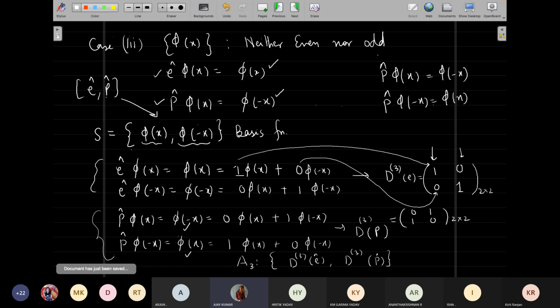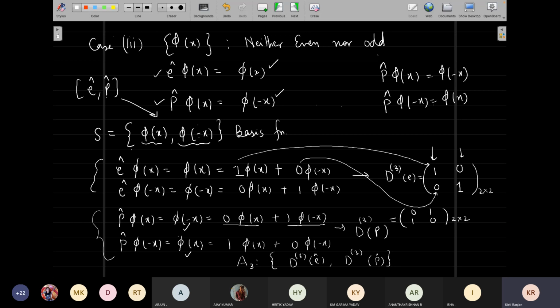I'm just asking that when P is operated on phi x, we get phi minus x, and then we rewrite it in terms of the basis functions, phi x and phi minus x. Here are we getting an odd or even function? This is only phi minus x. Where is the odd and even coming from? There is no odd and even coming here.